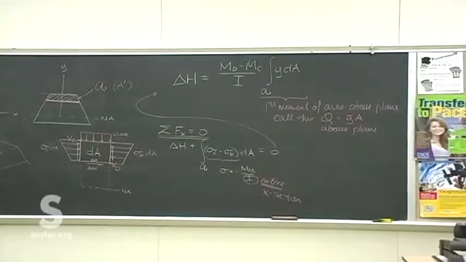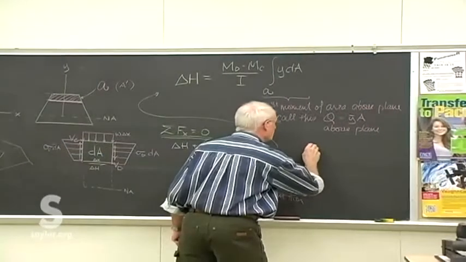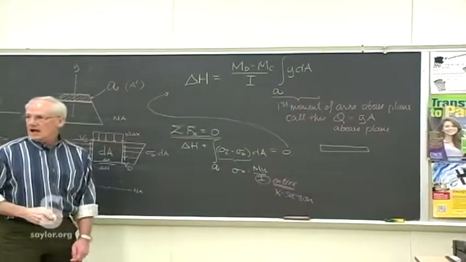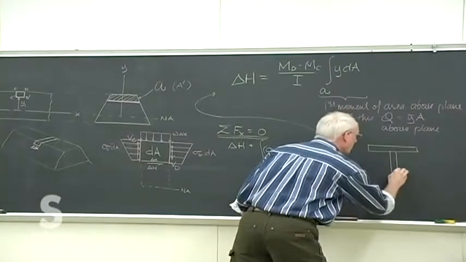Now, the way this becomes of interest, and we'll do a problem very much like this, is imagine we have an I-beam we want to make out of 3 wood planks.